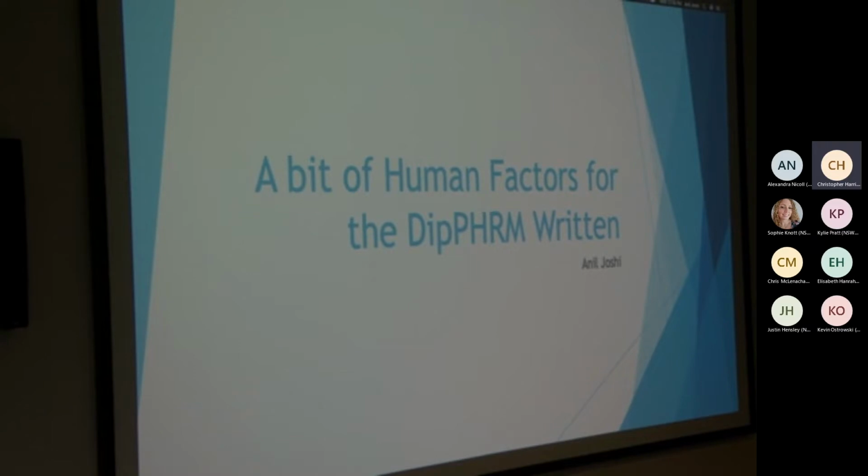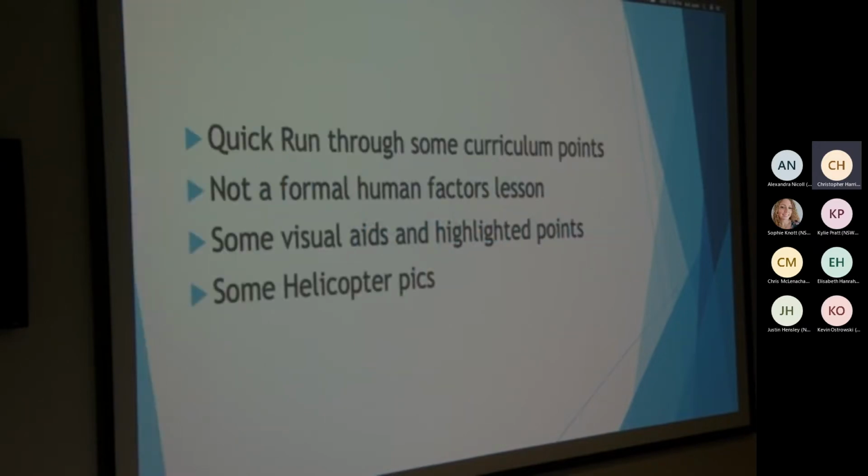I thought this was going to be a great idea when I first said I'll do human factors. This is very much geared towards the written exam, and I've taken bits from the curriculum. I'm not here to teach human factors. I'm just going to highlight some of the points which I think might be pertinent in the exam, with a bit of background as well, which would probably be quite familiar for a lot of you.